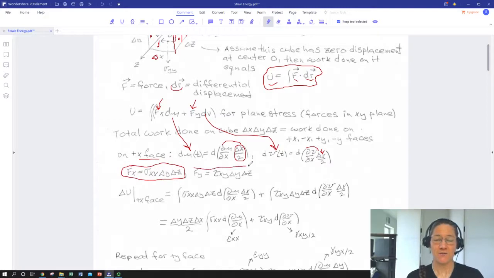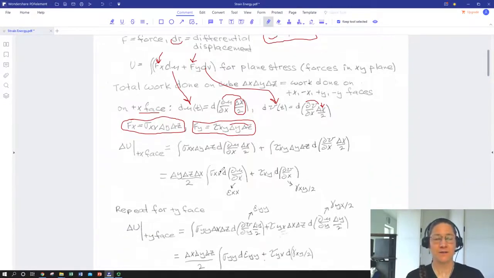And then I have my tau xy, which is shear stress on the x face pointing in the y direction. That's also operating on the x face, and that's tau xy. The force associated with that is tau xy times the area of the x face. So stress times area, x direction, stress times area, y direction.